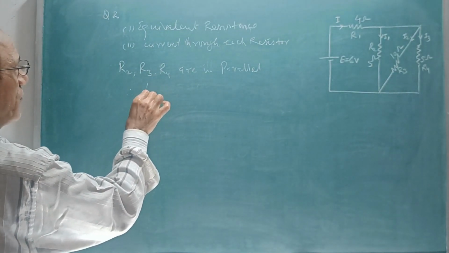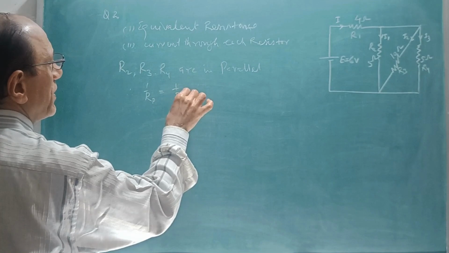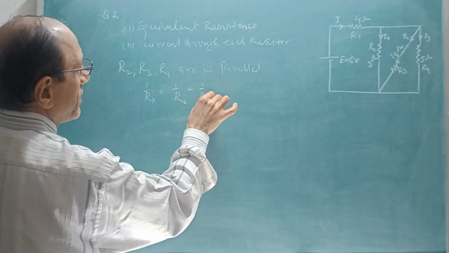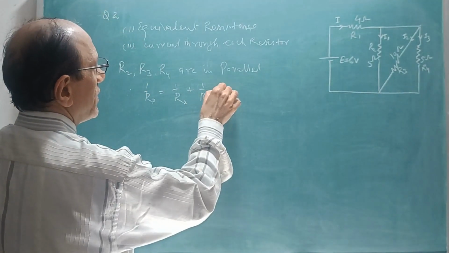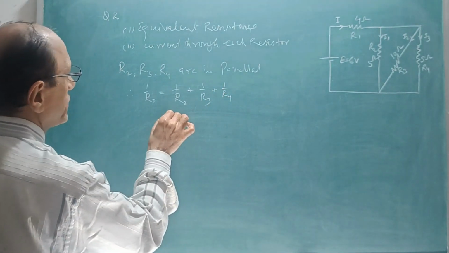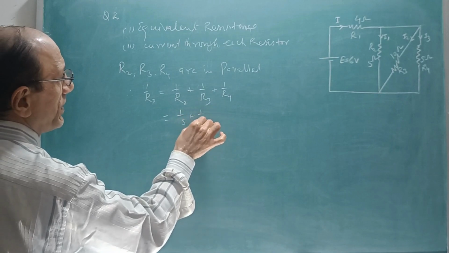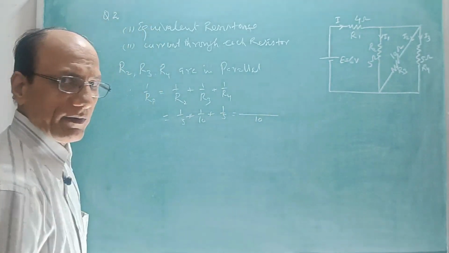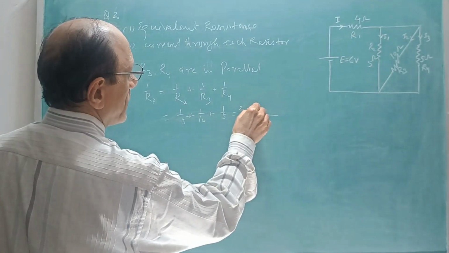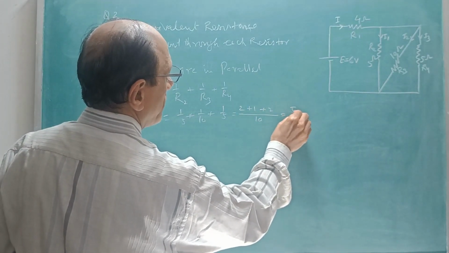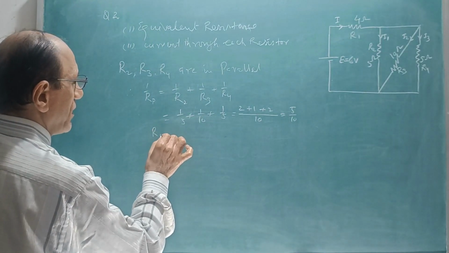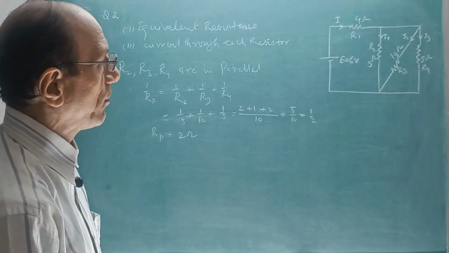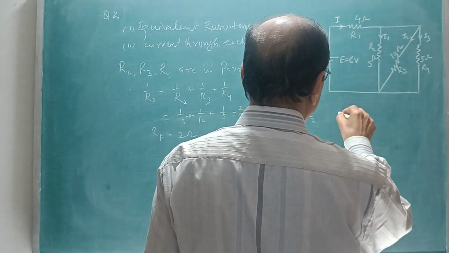Therefore, 1 by Rp will be equal to 1 by R2 plus 1 by R3 plus 1 by R4. That means 1 by 5 plus 1 by 10 plus 1 by 5. The LCM will be 10. This will be 2 plus 1 plus 2, that is 5 by 10. So R parallel will be equal to 2 ohm.